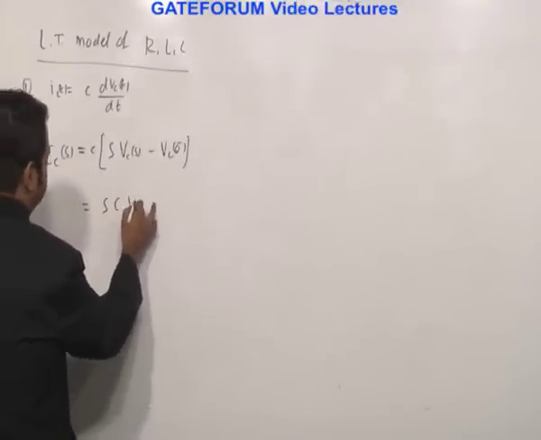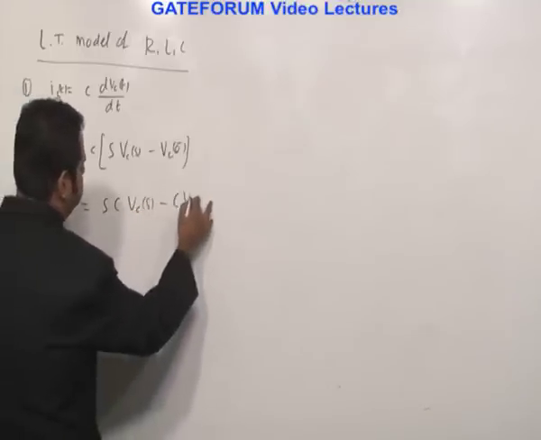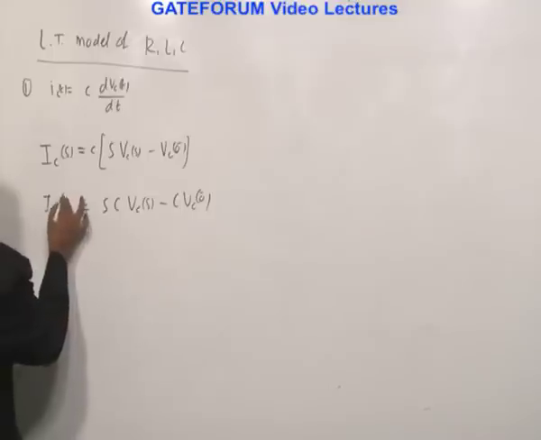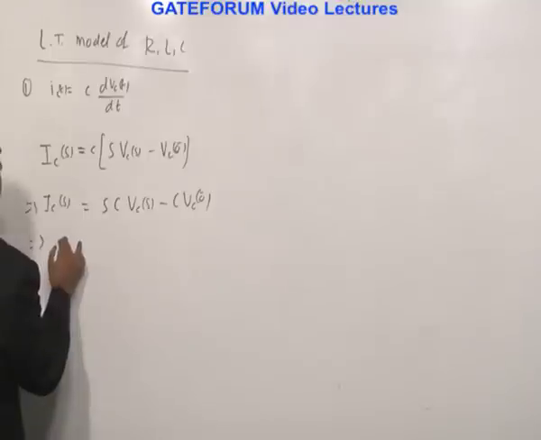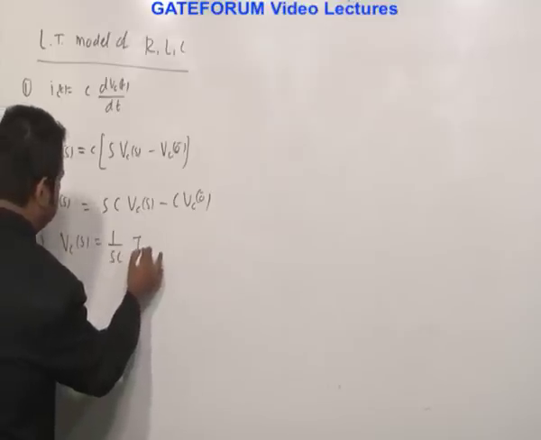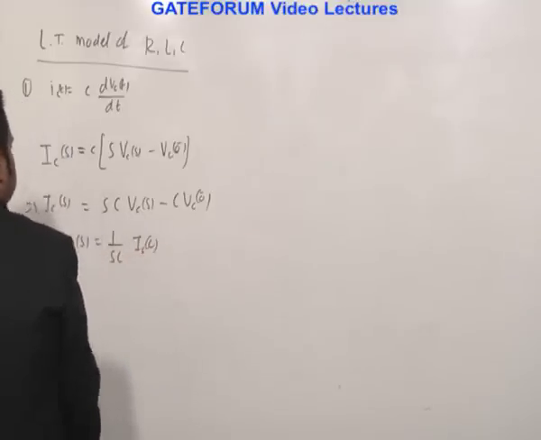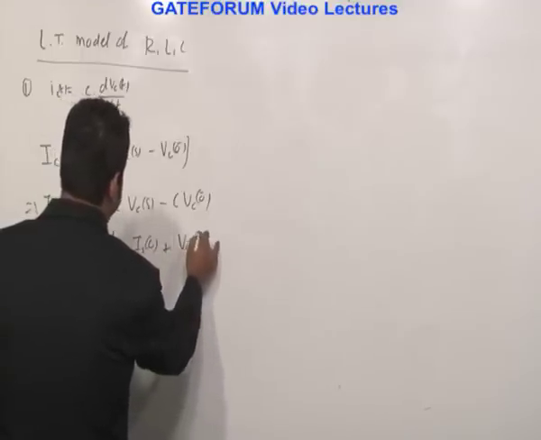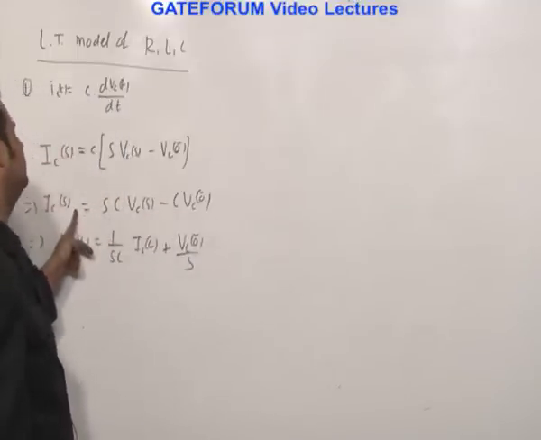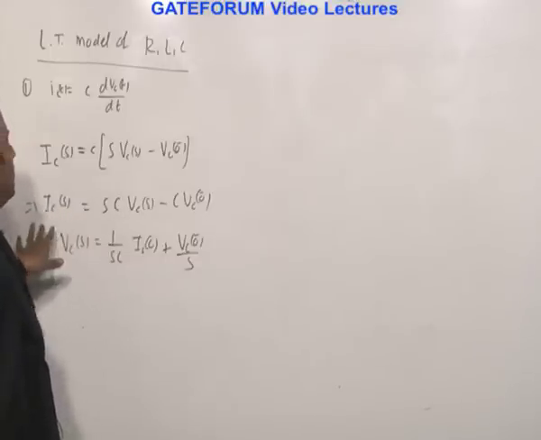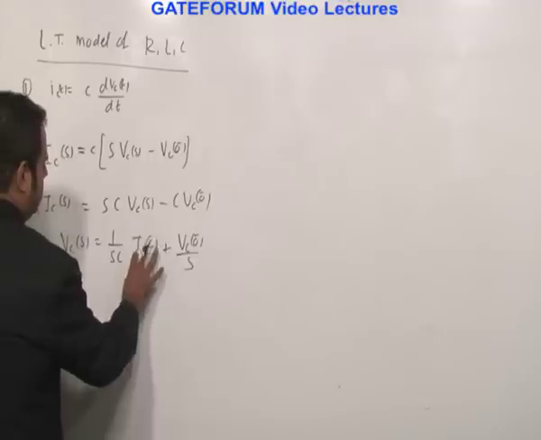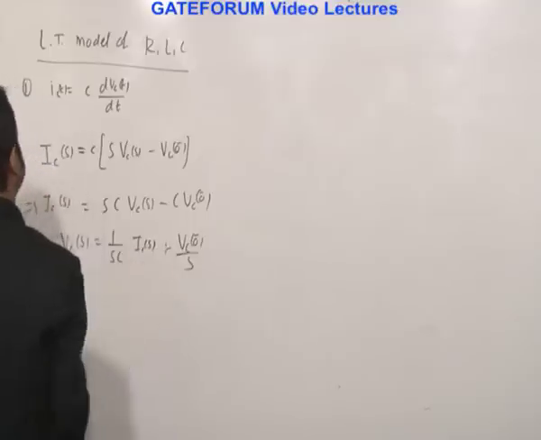So which is SC VCS minus C Vc 0 minus. If this is what ICS is, I can say that VCS is 1 by SC into ICS plus Vc 0 minus by S. You bring this to this side, which is C Vc 0 minus, and divide SC in both terms. That is 1 by SC, and if you divide SC, C will cancel, so we will be left with this. So IC of S.